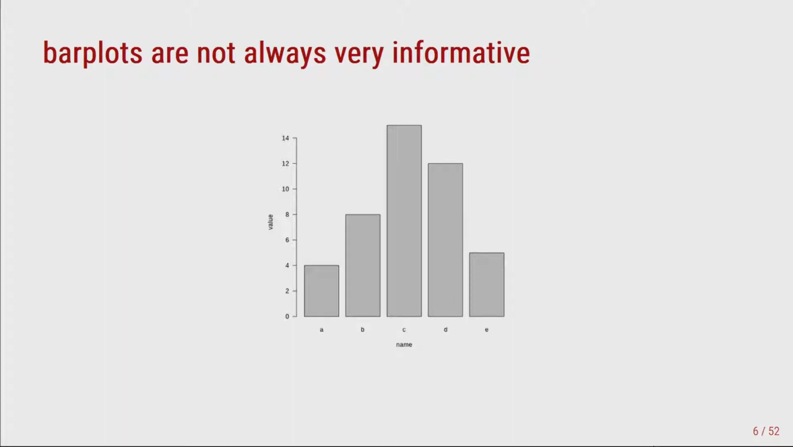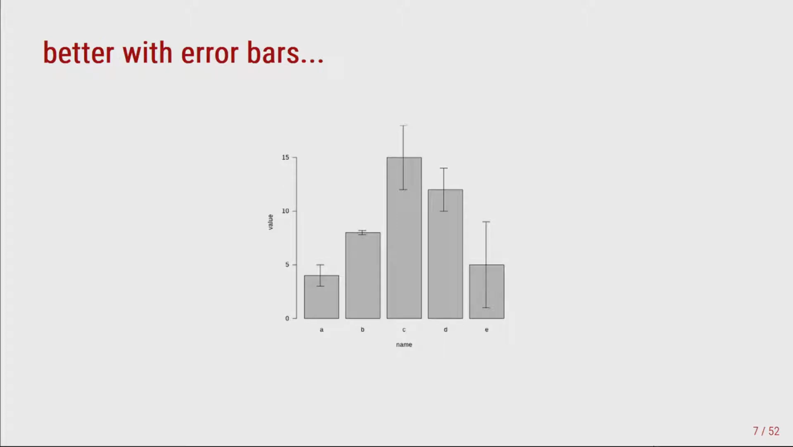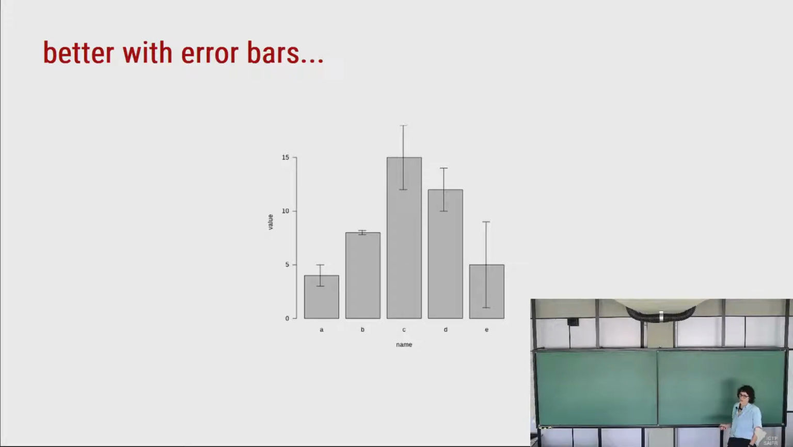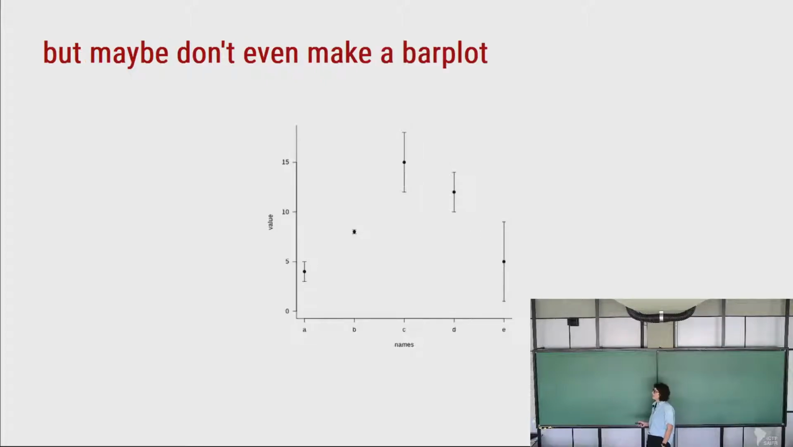And bar plots are not always very informative. Usually in a bar plot, I want to say that A has 4, B has 8, C has a little bit more than 14, and so on. This is a lot of ink to show just 5 pieces of information. It is better if we can add, for every mean value, the information of the variation on the graphic. We can do that with a bar plot.